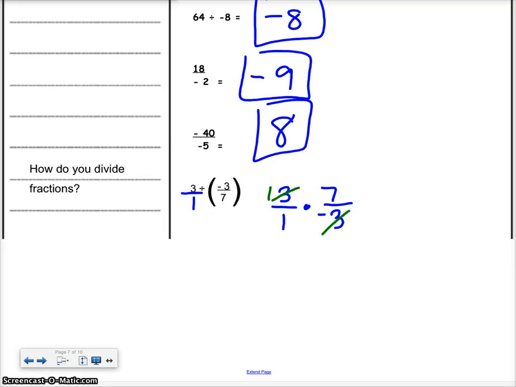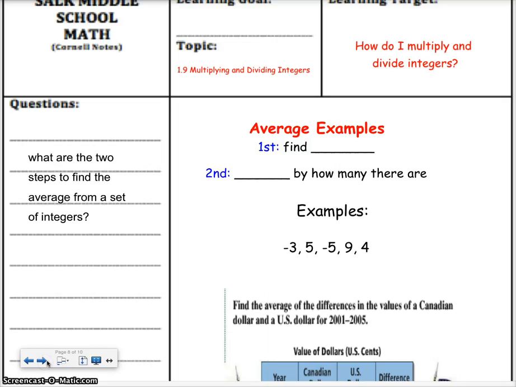Top times top, 1 times 7 is 7, over bottom times bottom. 1 times negative 1 is negative 1. This turned into a negative 1 here. Now this just turns into negative 7. Okay. So the key concept here is identifying if they're positive or negative. Same sign means they're positive, different means negative.